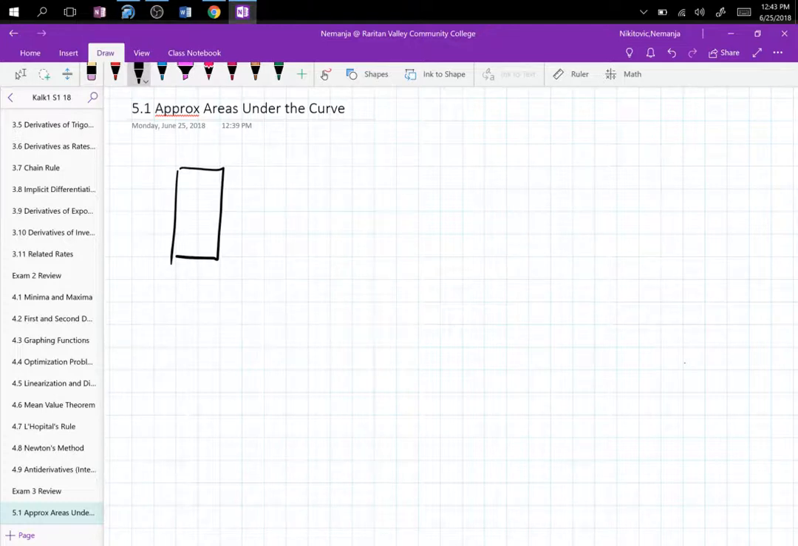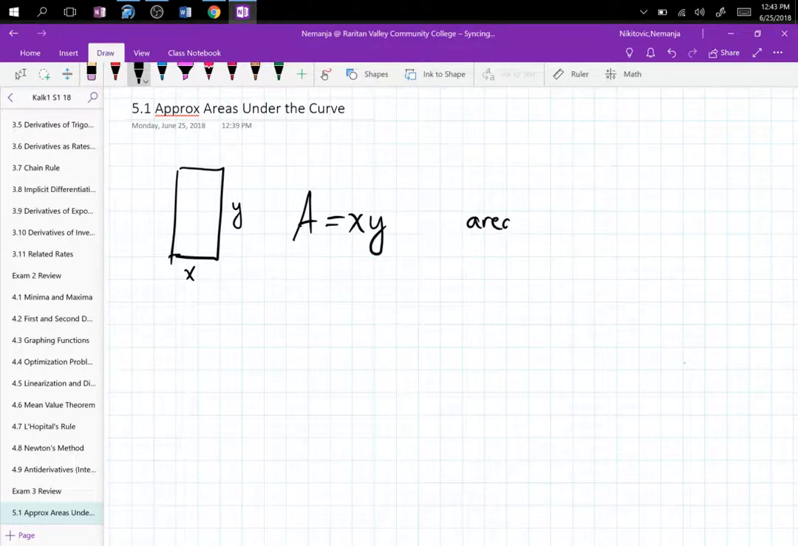This is the rectangle. It's a two-dimensional mathematical concept. You can draw this on a wall or on the floor. It's 2D, has a dimension of x and has a dimension of y. You can also call it a and b, and its area is simply x times y. So that's the area of the rectangle.